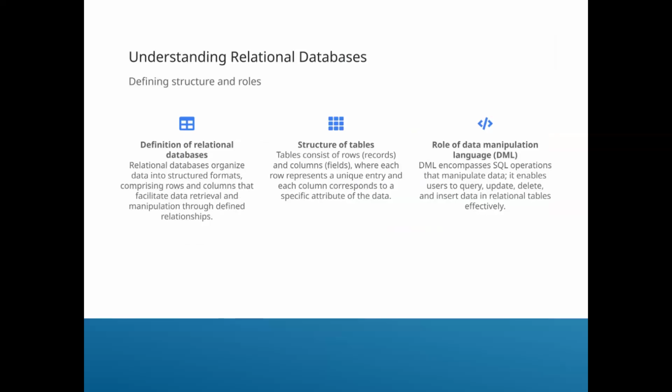Okay, so understanding the relational databases. Okay, so defining structures and roles. So the definition of relational databases: relational databases organize data into structured formats comprising rows and columns that facilitate data retrieval and manipulation through defined relationships. Okay, structure of the tables. A table consists of rows, records, and columns, fields, where each row represents a unique entry and each column corresponds to a specific attribute of the data. Okay, so I think we should go through the PPTs, then we'll go to the practical approach.